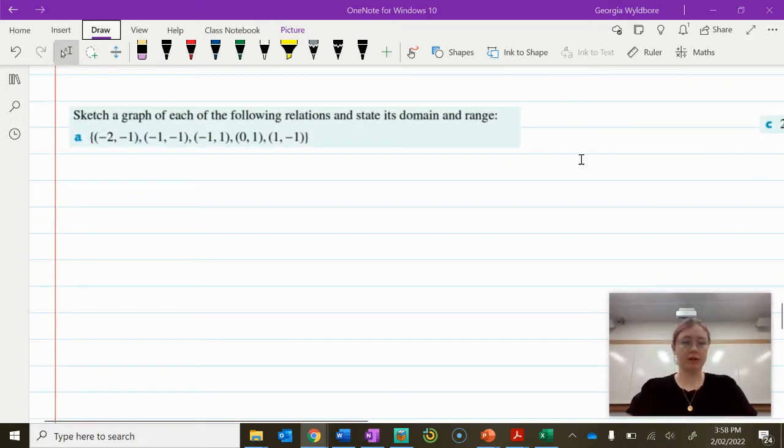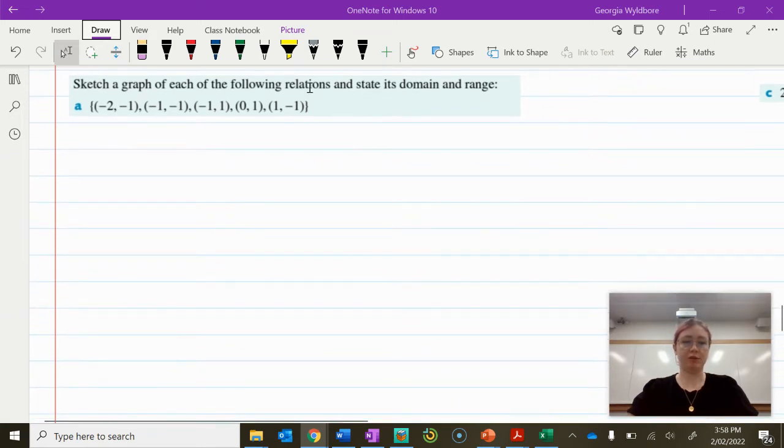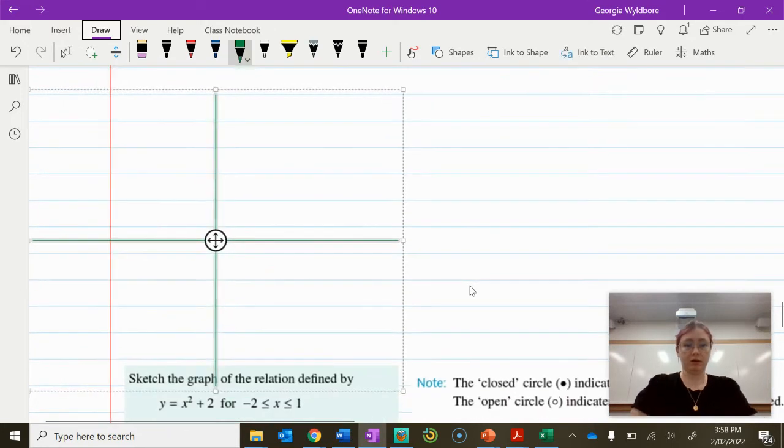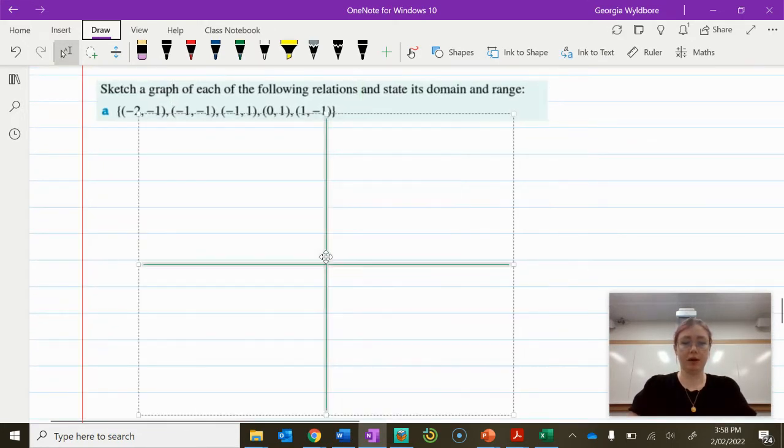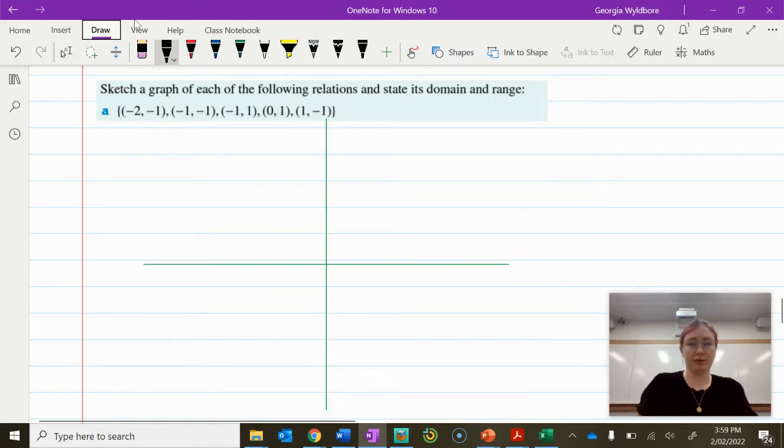We're going to have 2 questions here, but first we want to sketch a graph of this first relation and state its domain and range. Looking at it, we can see it's just a set of points. So we can put in our little set of axes, and obviously you're going to want to label these with your little arrows, your x, y, and we're going to want to scale.